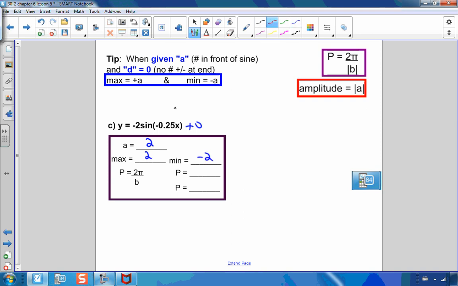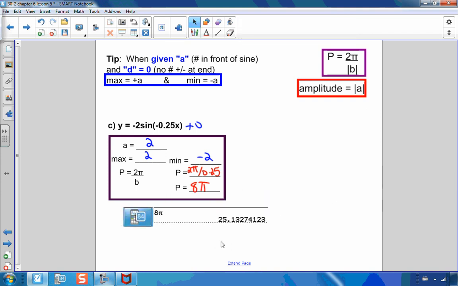Okay, same thing with your period. I threw in a negative here so you guys could see that. So here the B value is a negative 0.25, but I don't use that for my period. I use just 0.25. So my period is 2 pi divided by 0.25. So let's divide 2 by 0.25. And when you do that, you're going to get 8 pi. So 2 divided by a quarter is really 8. So that's as a multiple of pi, and then I just put it into my calculator to get it to the nearest hundredth. So I can say that it's about 25.13. Not degrees. Okay, this is all radians. So don't throw a degree symbol on there.